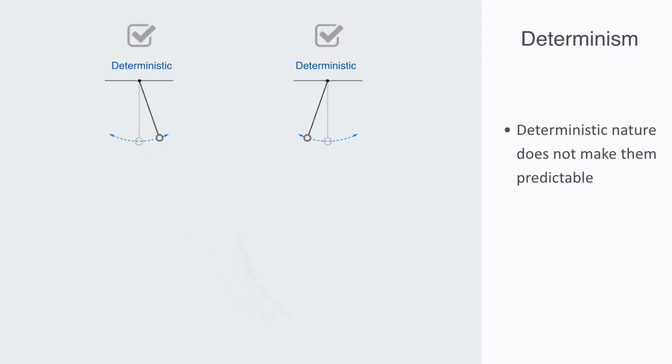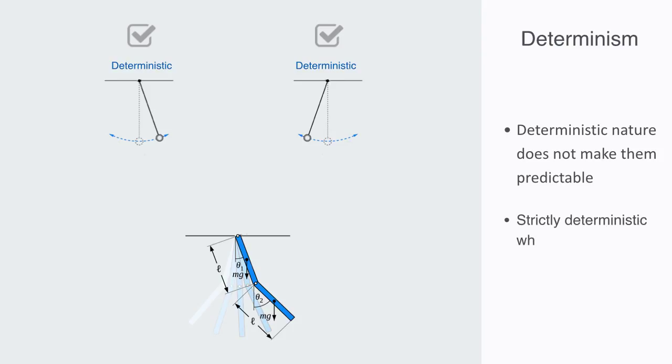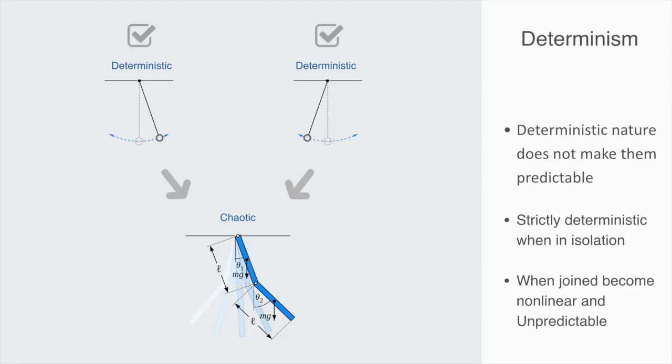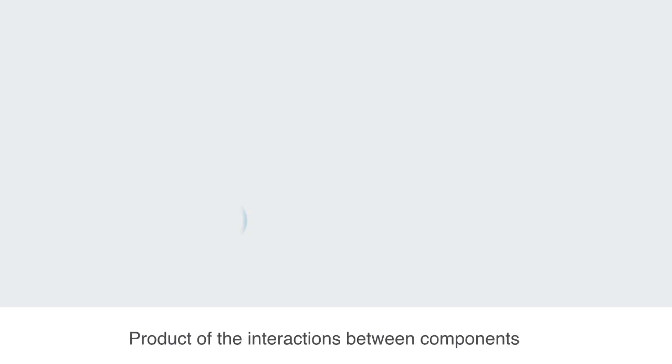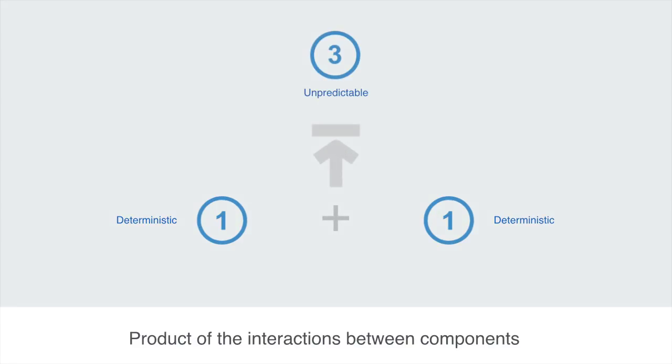A double pendulum essentially consists of only two interacting components, that is, each limb, and these limbs are both strictly deterministic when taken in isolation. But when we join them, this very simple system can and does exhibit nonlinear and chaotic behavior. This once again reveals to us the source of nonlinearity as a product of the interactions between components within the system. In these chaotic systems, unpredictable behavior emerges out of the interactions between components.